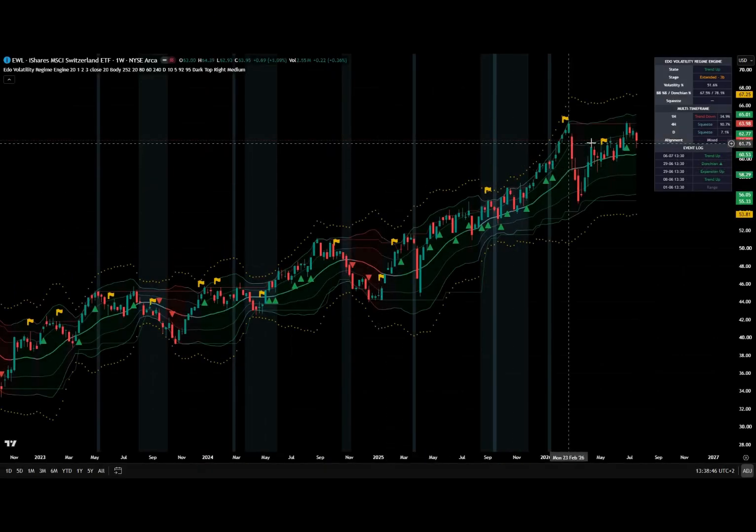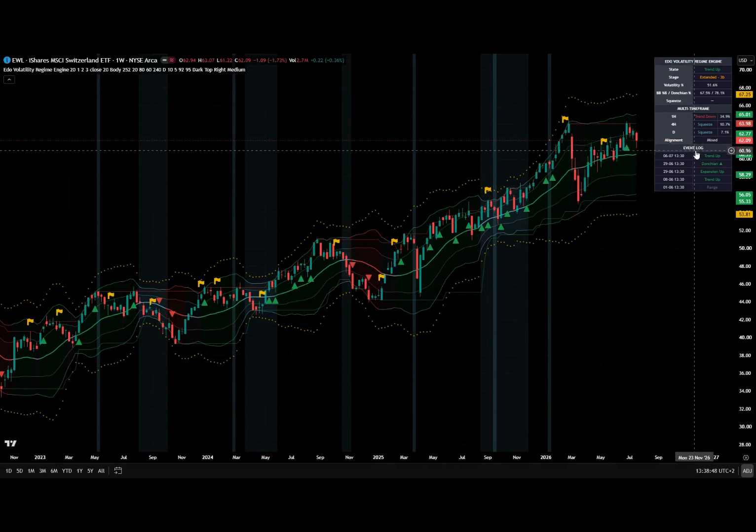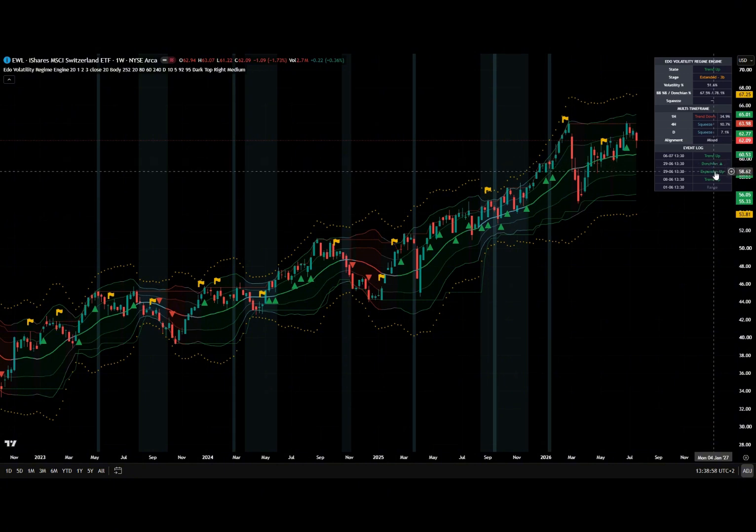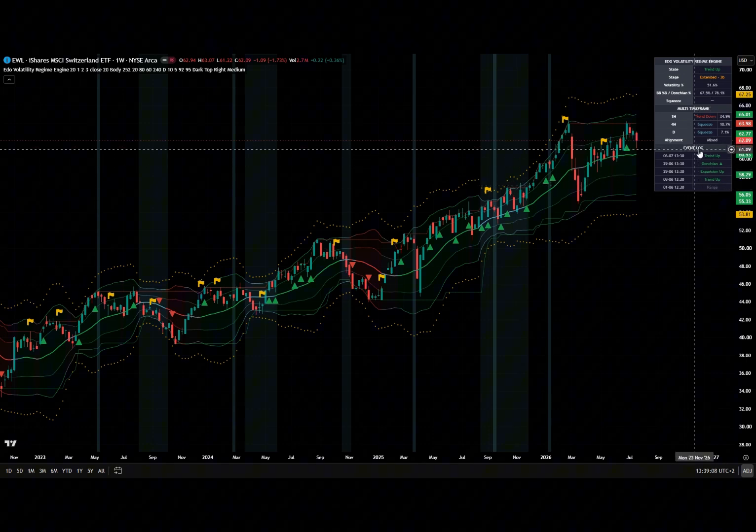The third block is the one that makes this engine different. The event log. Every regime change, every channel break and every squeeze is written down with its date, newest first. So you do not have to scroll back and reconstruct what happened. The last 5 changes are already there. Read top to bottom, the log tells you the story of how the market got to the regime it is in now.